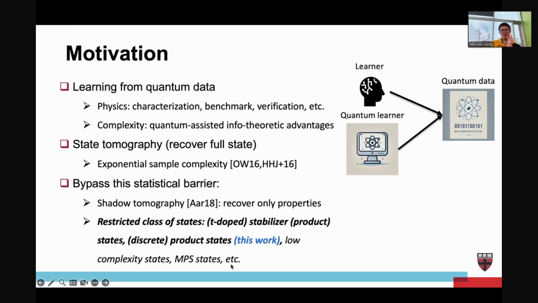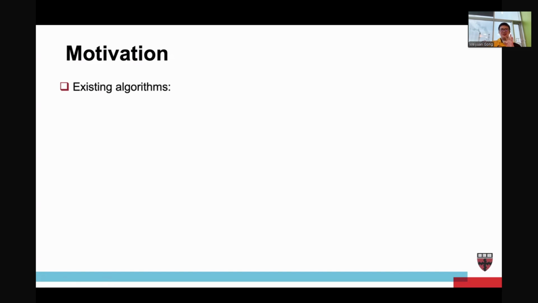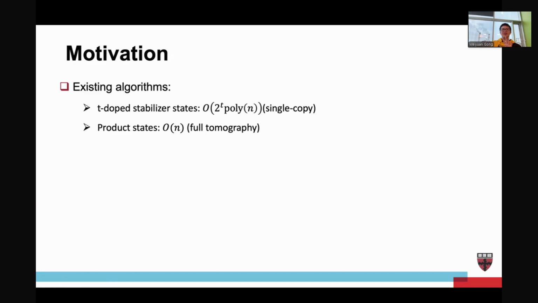In this work, we are going to focus on this task: state tomography for a special class of states. There are existing algorithms. For example, for T-doped stabilizer states, which means stabilizer states with T non-Clifford gates, there is a single-copy algorithm that works using 2 to the T times polynomial in n samples, and also works in this amount of time. For product states, you can do full tomography on each qubit, and because it is a product state, we can combine all the qubits together, and the sample complexity and time complexity are linear in n. But I should say things are not always so good.